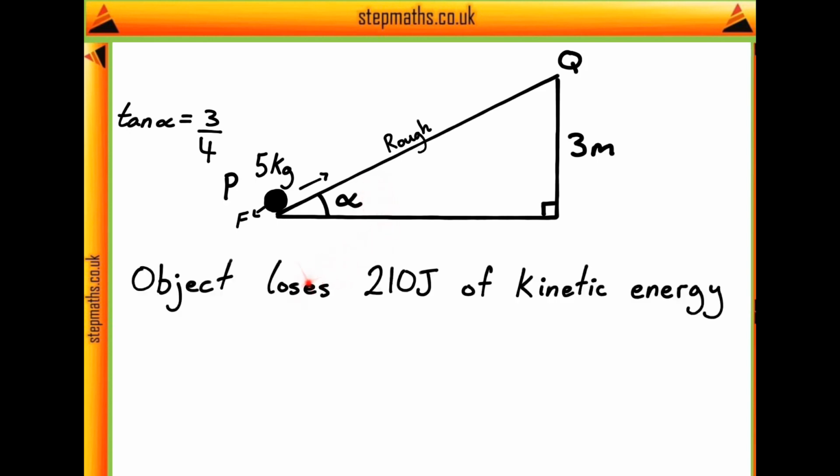We're also told that this mass loses 210 joules of kinetic energy on its path from P up to Q, the top of the slope. The question then asks us to find this frictional force F. If you would like to have a go at this question yourself, then please pause the video now, otherwise let's have a go at it.